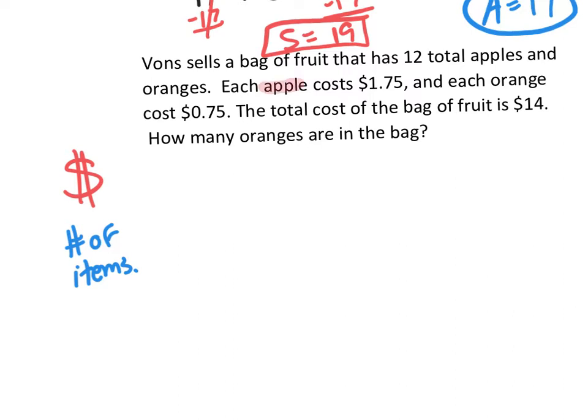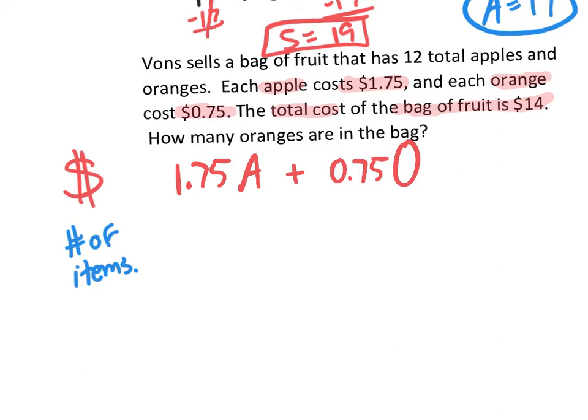We have apples costing $1.75. Oranges costing 75 cents. And the total cost for the bag of fruit is $14. So let's start by writing down each of those apples will be $1.75 times however many apples, that'll give me the amount of money that the apples cost. And we're going to add that with the 75 cents for each orange, the 0.75 for each orange. Big giant O for orange, so you don't think it's a zero.